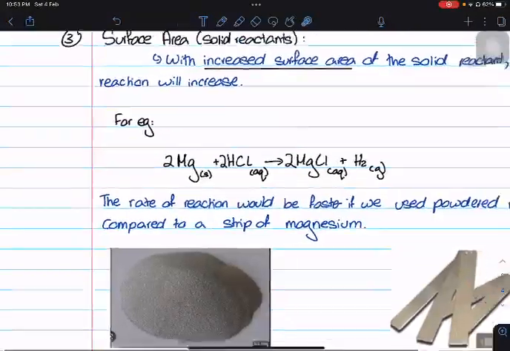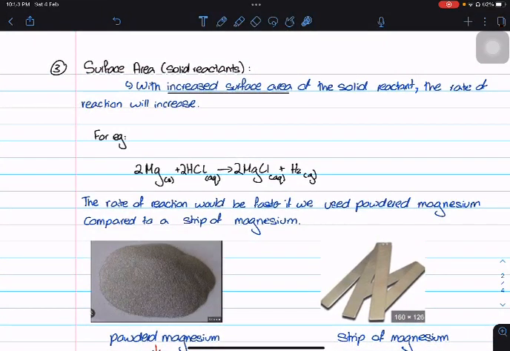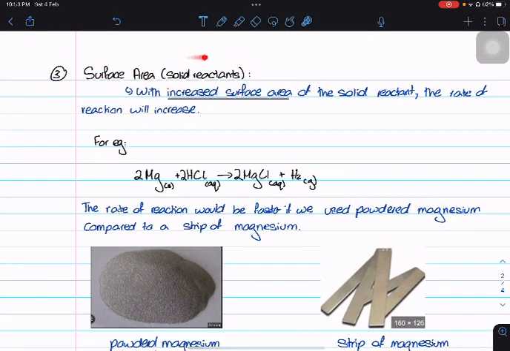Number three, we will talk about surface area, but this is only for solid reactants. When there is increased surface area of a solid reactant, the rate of reaction would increase. The basic understanding of increased surface area is that if a reactant is in a powder or granulated form, only then will it have an increased surface area.